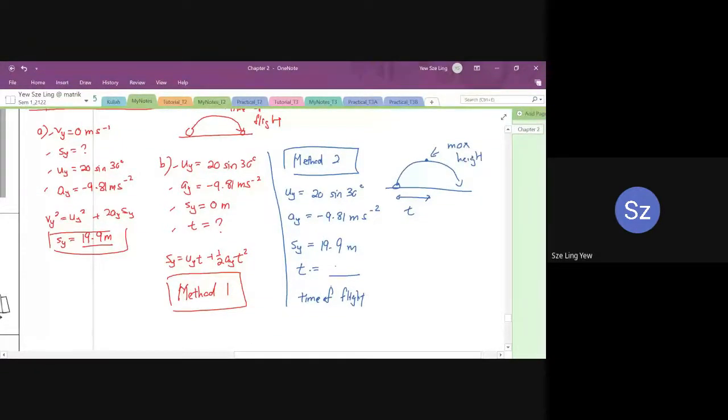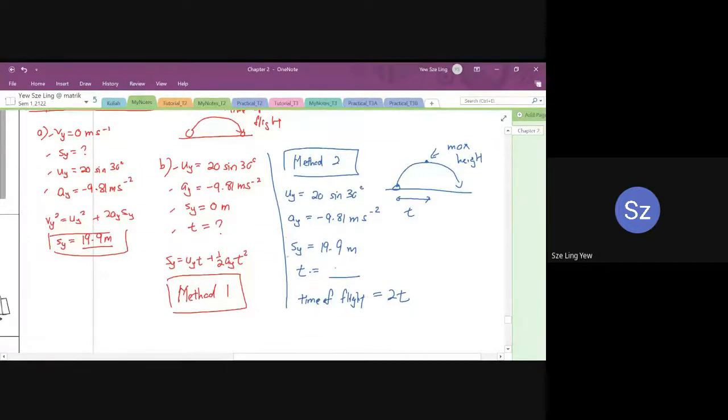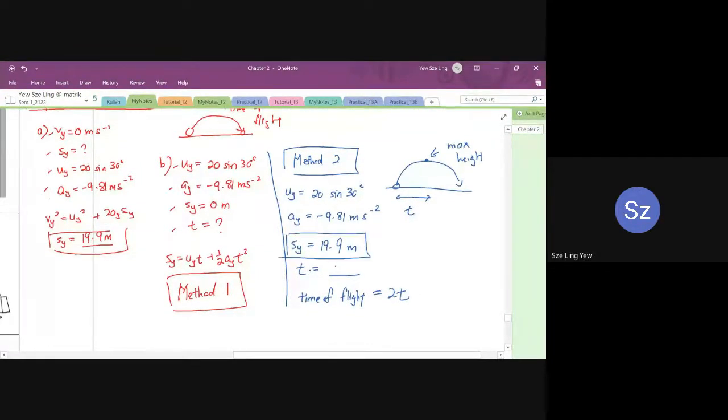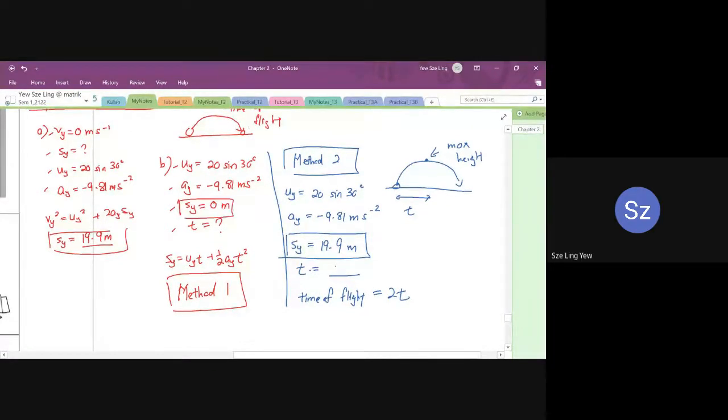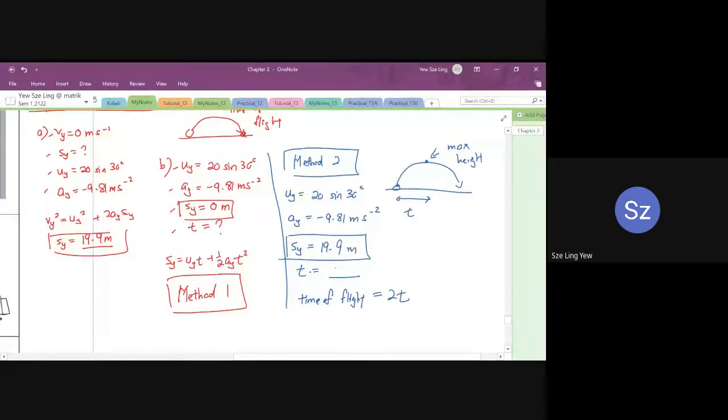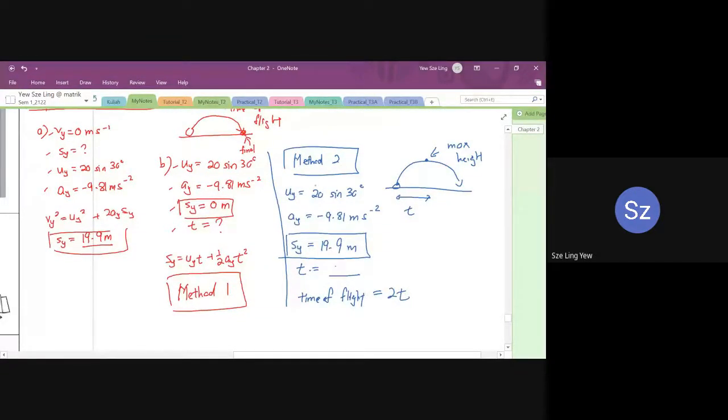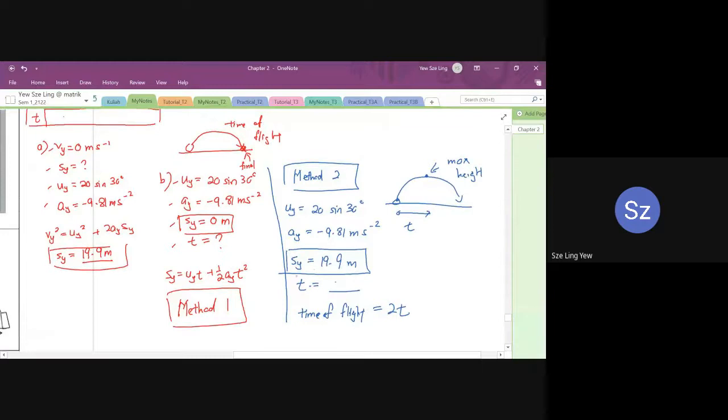So time of flight is equal to 2t. If you use the information, the sy from questions A. So if you use sy equals to 0, then you are calculating the information at this point, the final position. So there are two methods that can be used to solve questions B, and both of them are correct. It depends on which S you're using.